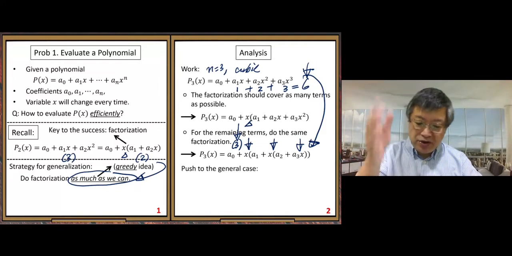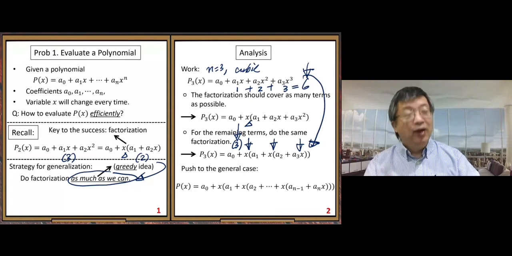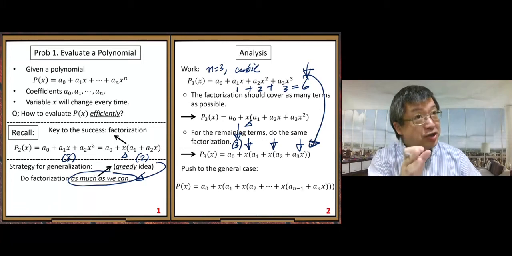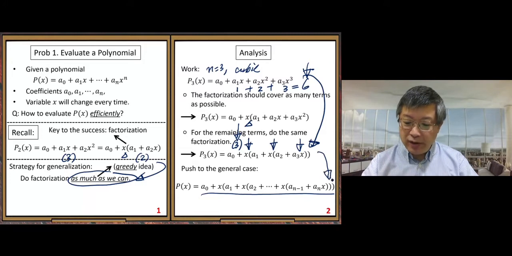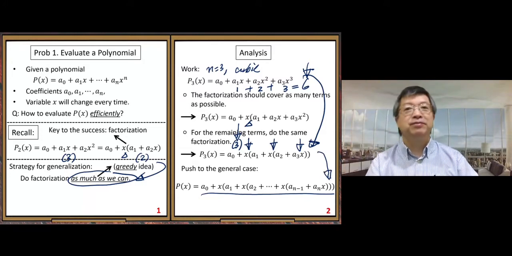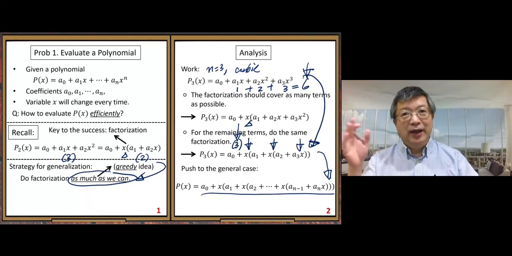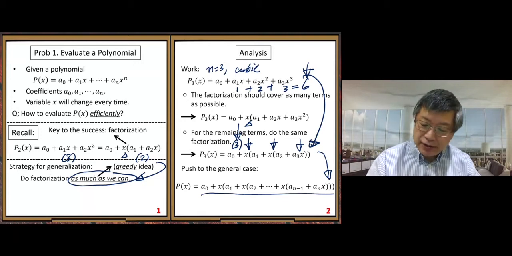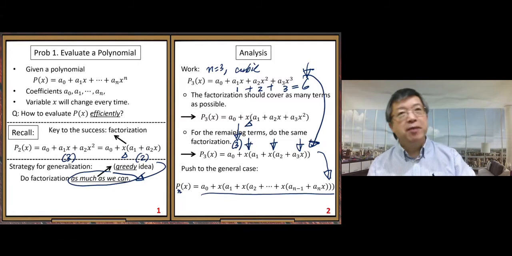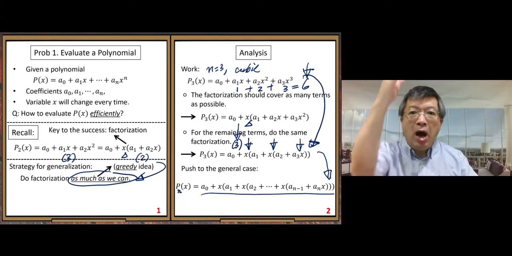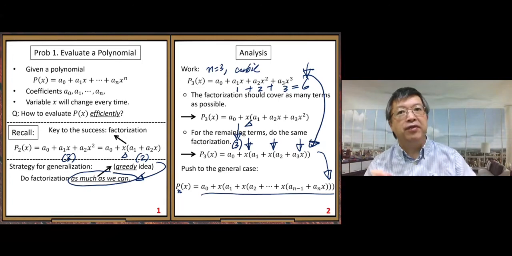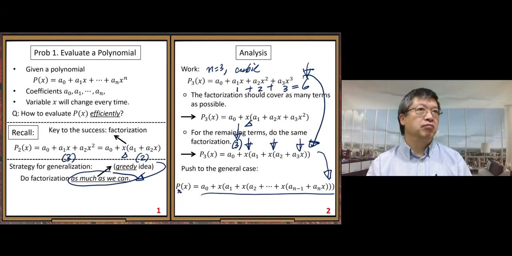All right, now push to the general case. We do the factorization as much as we can in this fashion. So you can see that is a straightforward generalization from that cubic polynomial. So now for this general case, I can put P sub n of x equals this general polynomial. Now my question, can you tell me how many multiplications do you have in this new structure you can take advantage of?